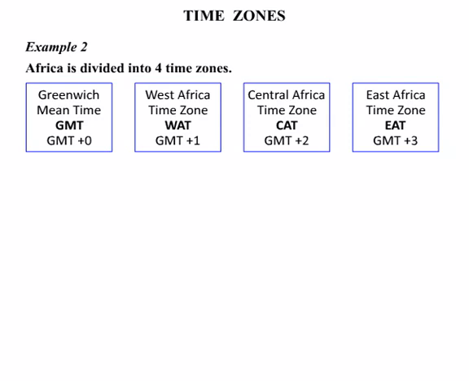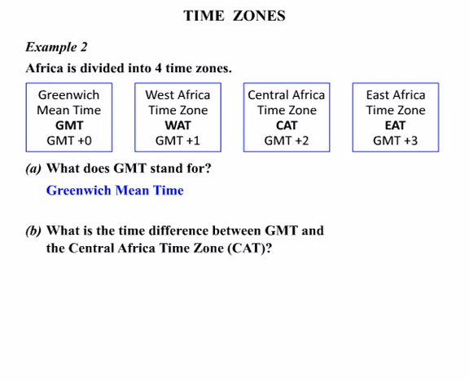Well, you heard me say GMT a fair few times, didn't you? Part A, we're asked, what does GMT stand for? Well, we're told in that first time zone it stands for Greenwich Mean Time. And that's basically the time zone in London, England. And all different time zones around the world are based around GMT. Now, part B, we're asked, what's the time difference between GMT and the Central Africa time zone? Well, there's our Central Africa time zone there. We can see it says GMT plus 2. Well, that just means that the Central Africa time zone is 2 hours ahead of GMT, or Greenwich Mean Time.